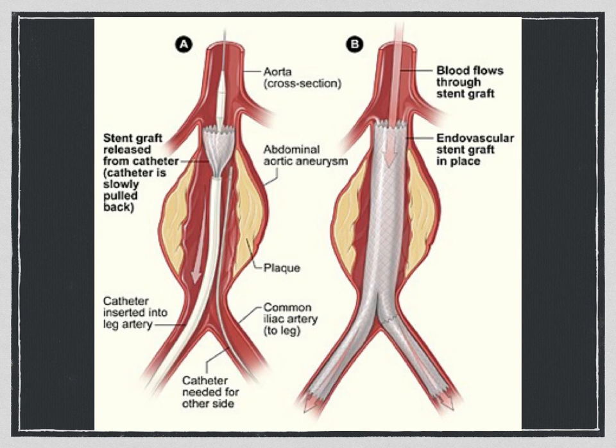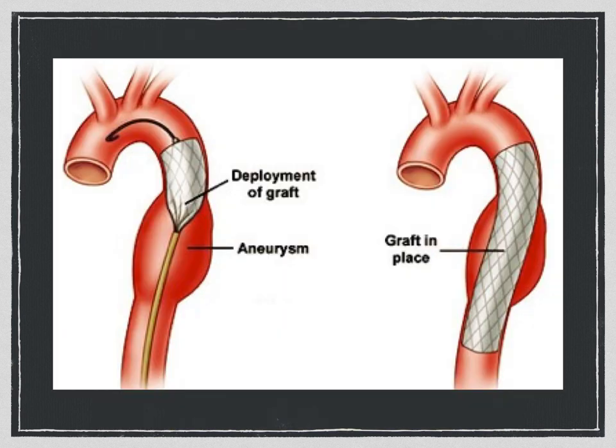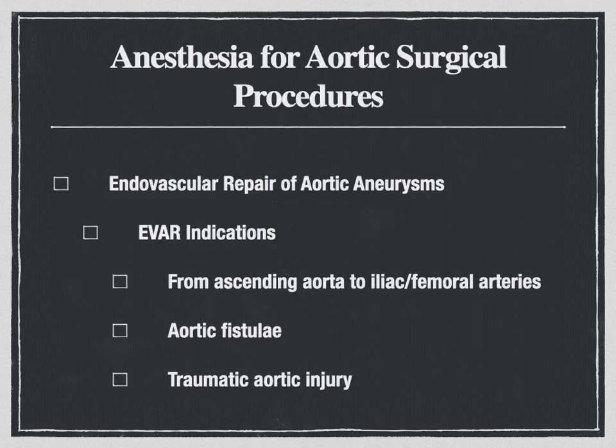This shows the delivery systems and how it's stored, and then how it deploys and occupies the space of the aneurysm. Kind of the same picture, but this is a thoracic versus aortic, abdominal aortic rather.